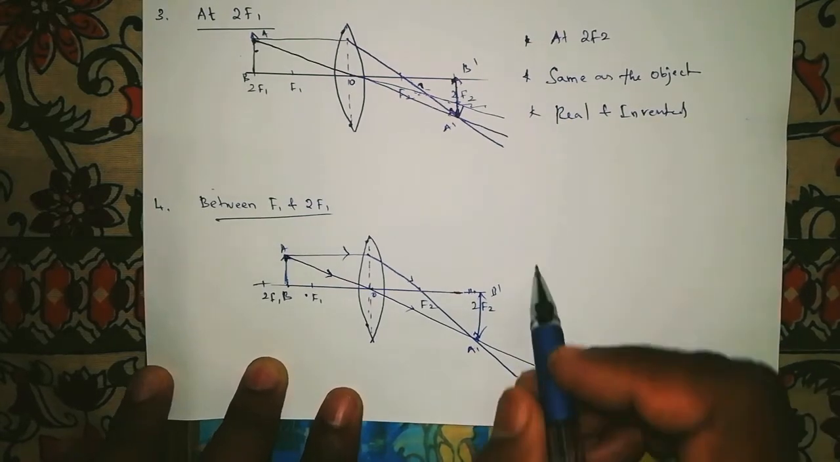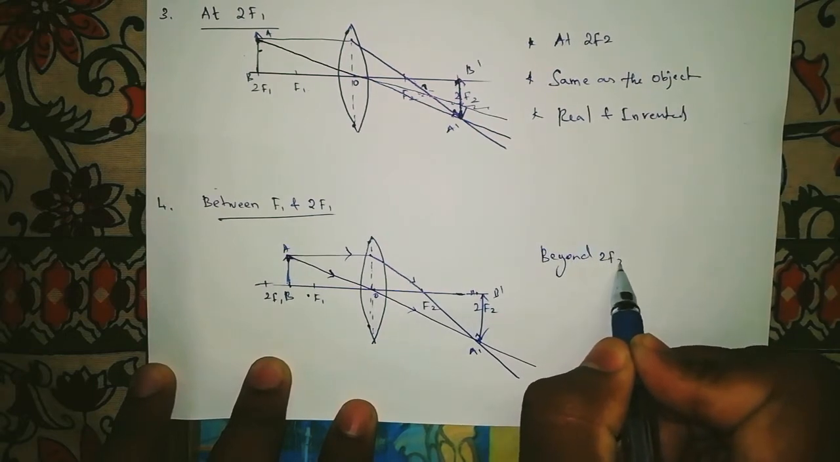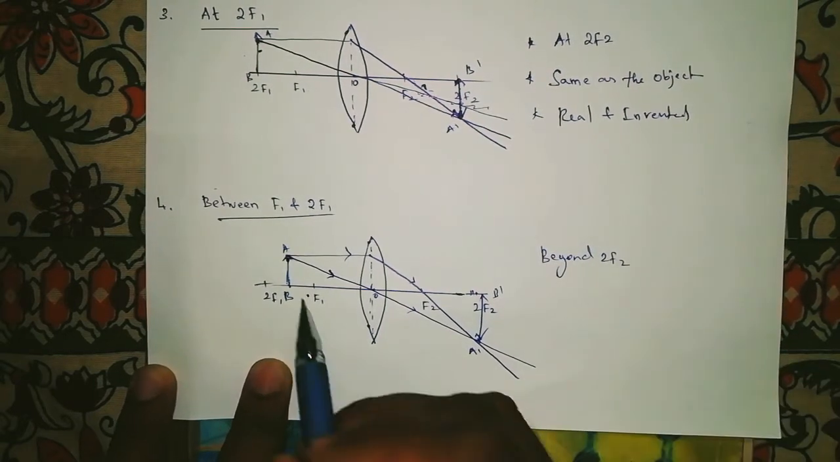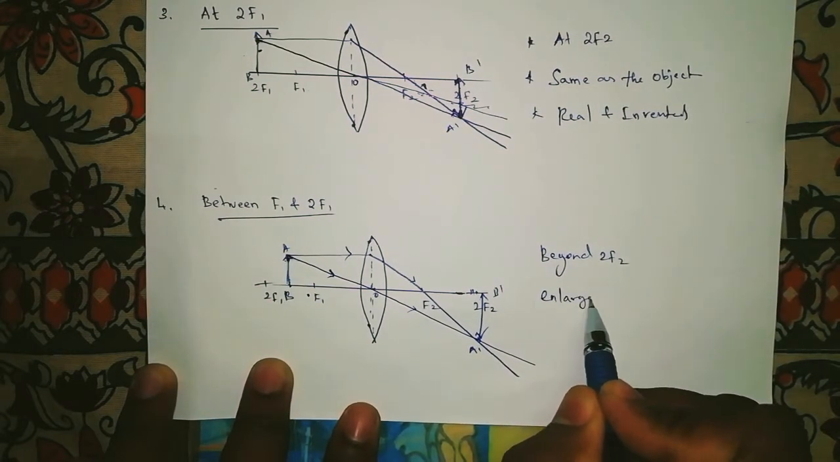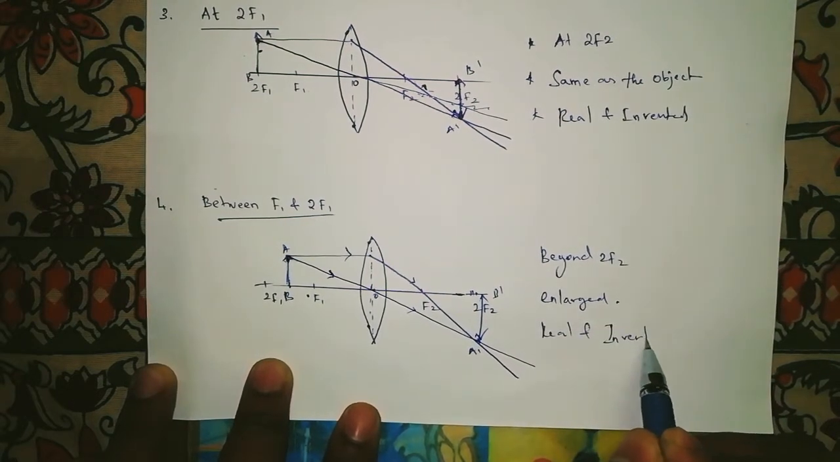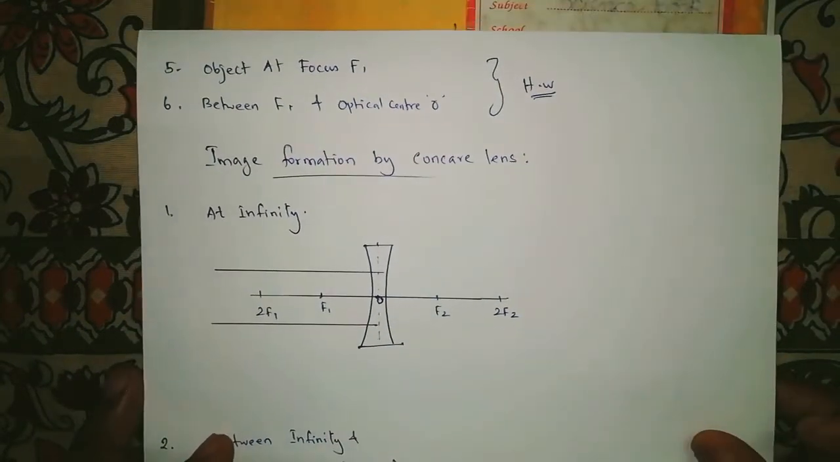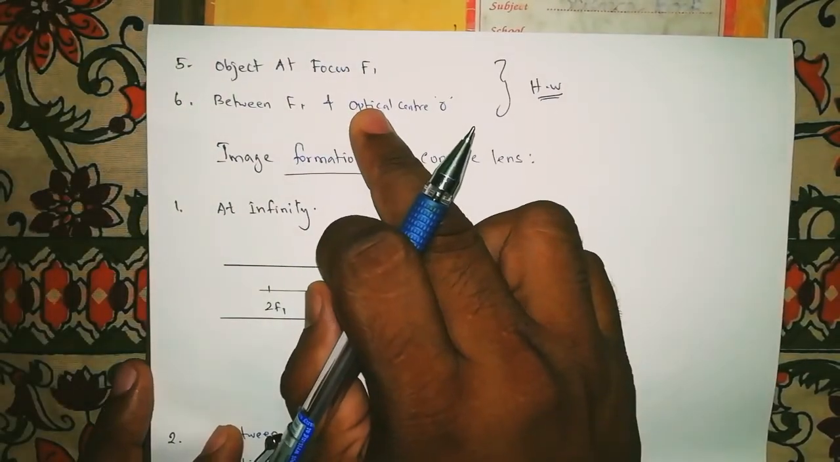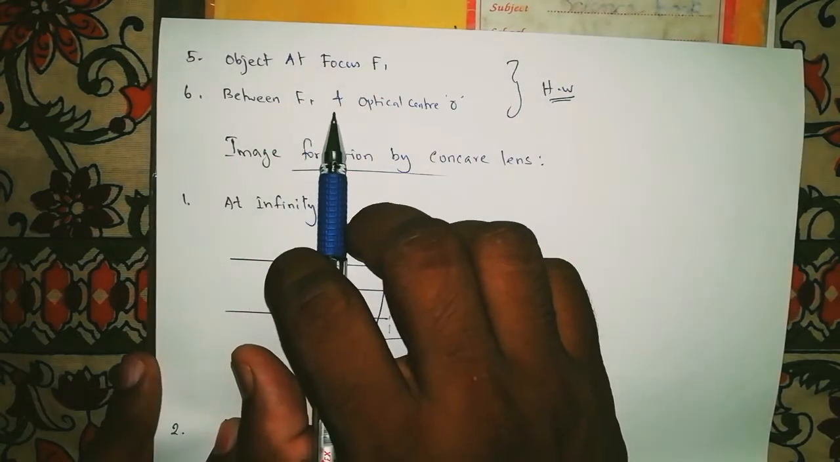So I can say that the image comes beyond 2F2. And what is the size? You see the size of the object and size of the image, enlarged, a little bigger, right? And real and inverted, right? I hope you understand this image formation of a convex lens. So I'm going to give you these two as a homework. I hope you can do these two in your home. Okay, the object at focus F1 and between F1 and the optic center.